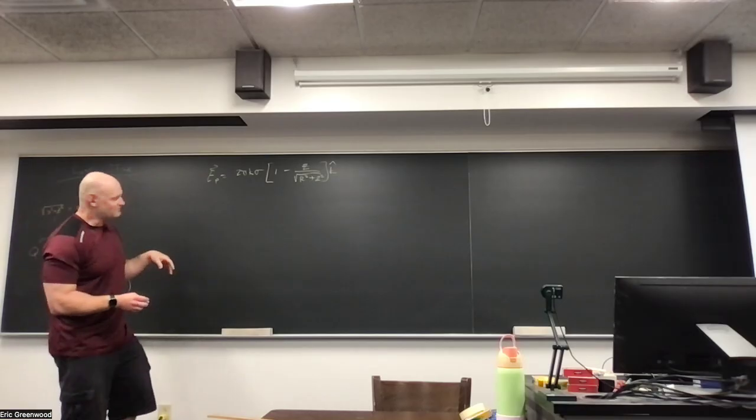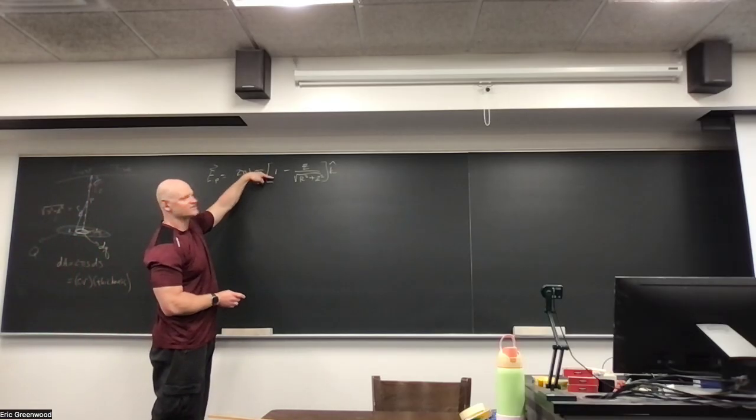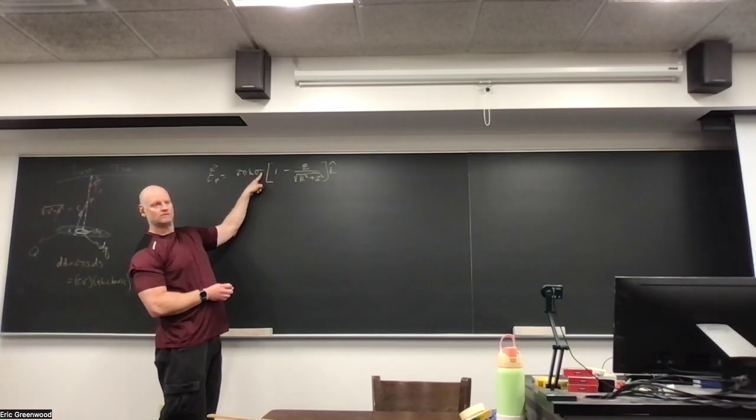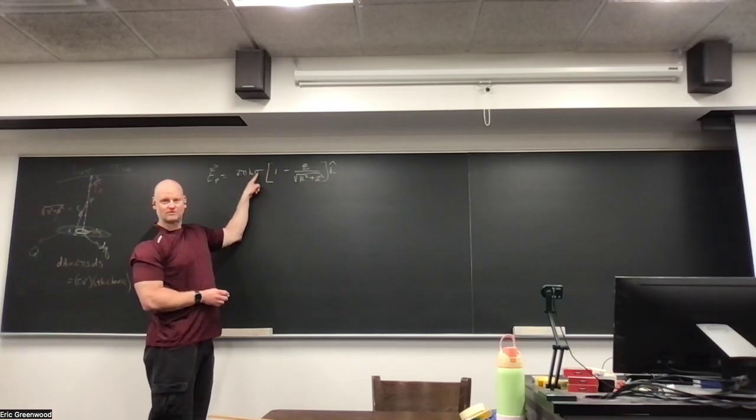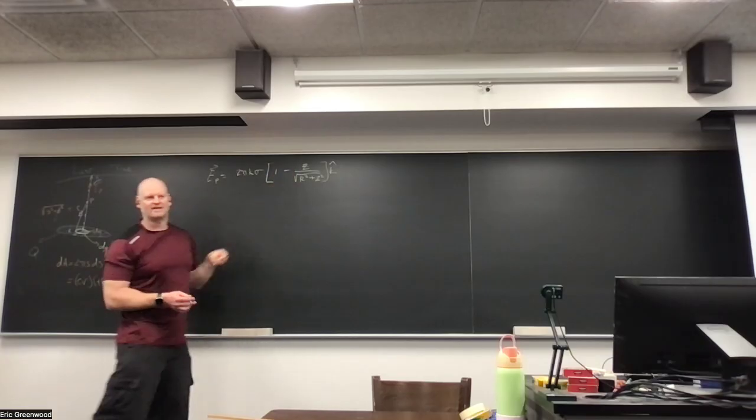The only thing I did differently from yesterday is that here I had 1 over z, but I also had a z here. So I just folded the z in to cancel that z out front, which is why the z is over the top of this. That's all I did differently.